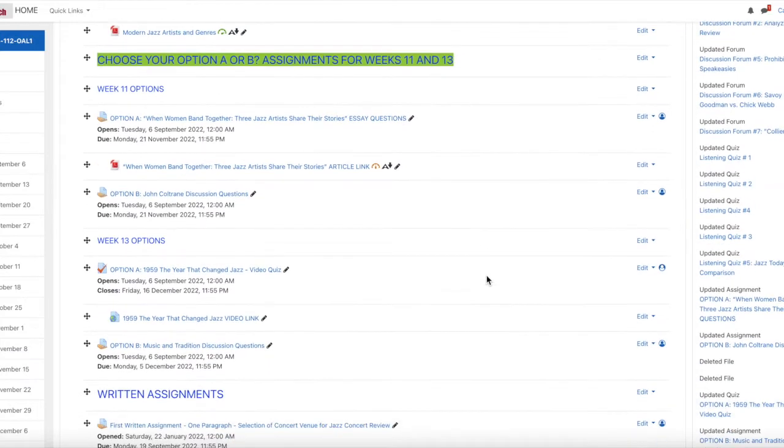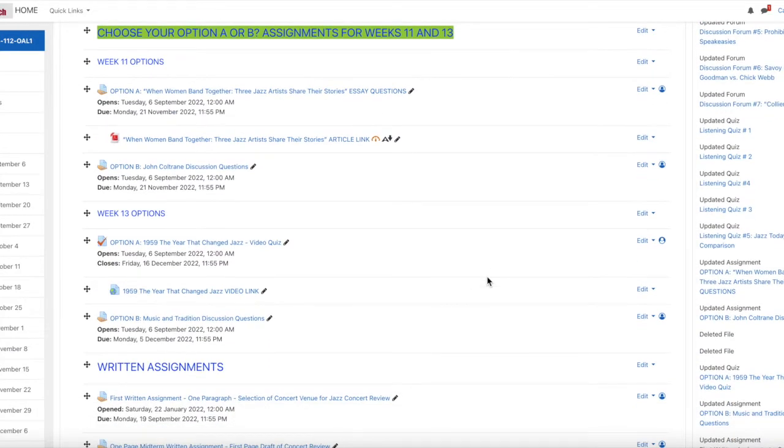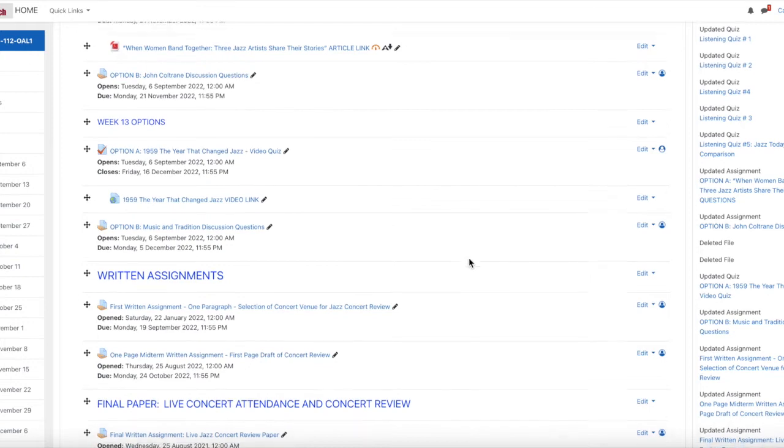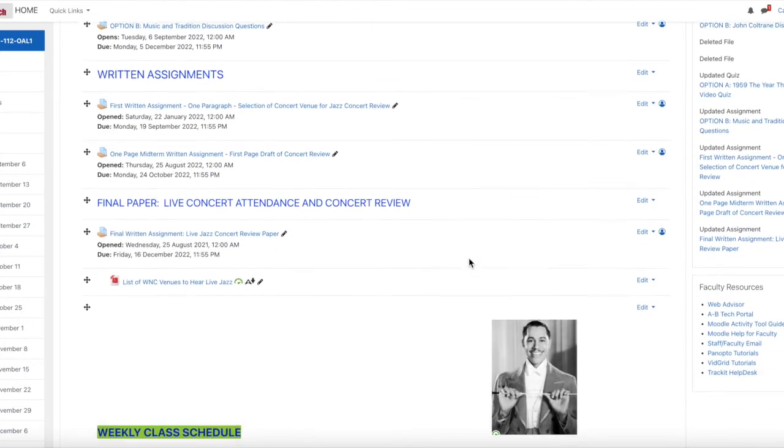Scrolling down, for weeks 11 and 13, you have options for your assignments. You can choose option A or option B. And then 13, option A, option B. They're for grade too. Now, the written assignments.